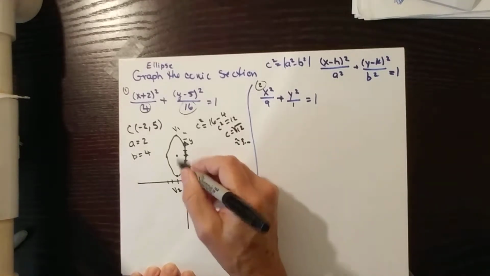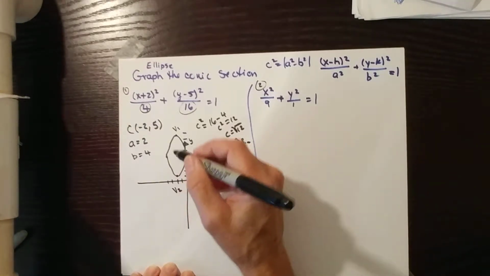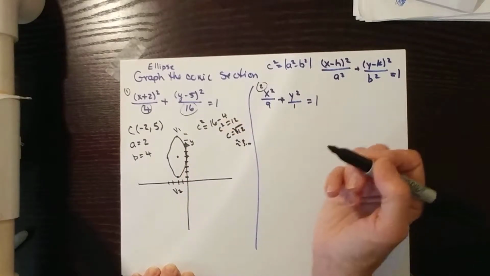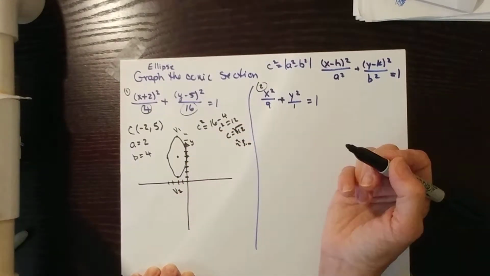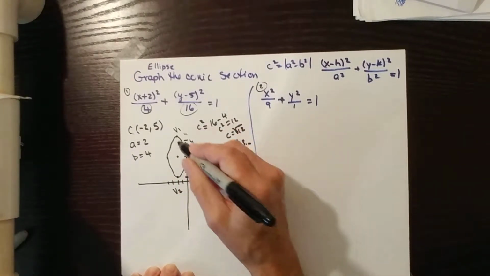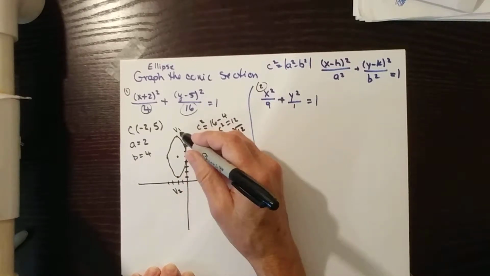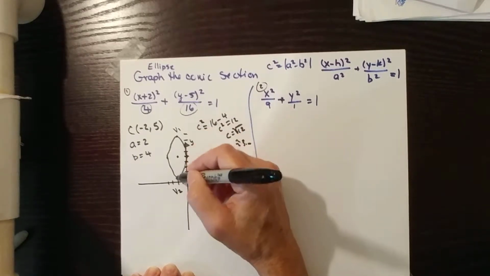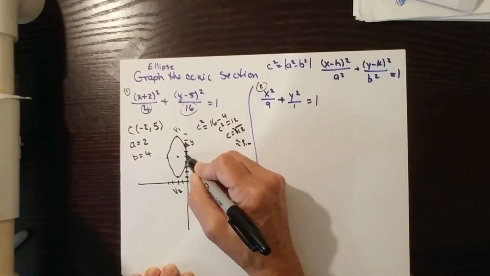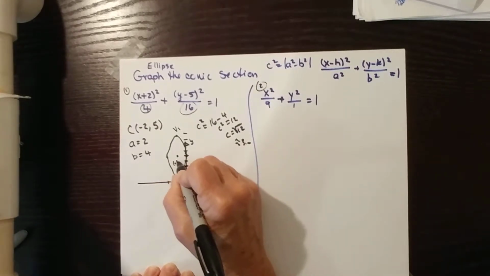So right here, I'll just put these on here. From the center, I decide to move up square root of 12 and down square root of 12 from my center because it's in line with the vertices. And the vertices occur on the major axis. So from this point, which is -2, 5, I'm going to go... this is -2, 5.